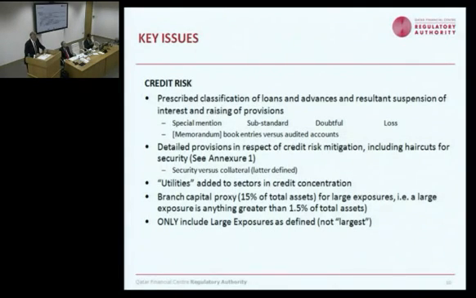Because the point is large exposures is not largest exposures, it is large exposures. A large exposure is any exposure that exceeds 10% of capital and reserves, qualifying capital and reserves. So we're not asking you to report your largest exposures, but only those that are specifically large exposures. And that's why branches need a number to actually be able to report.